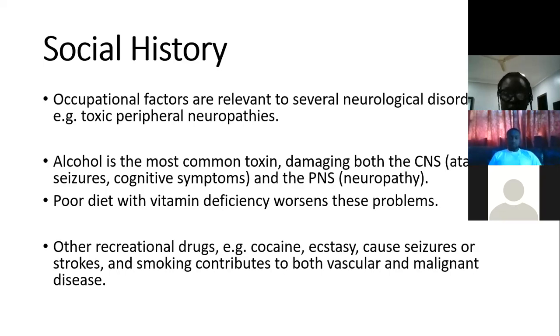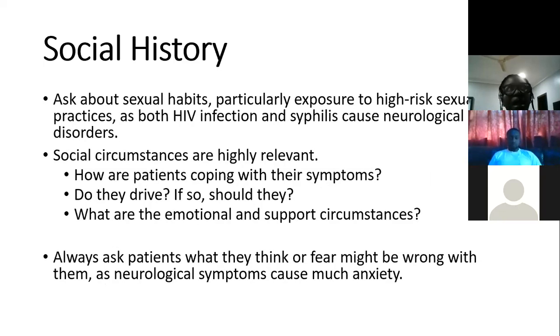And sexual history is also important. A disease like HIV can have some neurological manifestations. Syphilis too, but it is sexually transmitted and it's associated with multiple sexual partners, risky sexual behavior. So you'd want to find these out from the history.